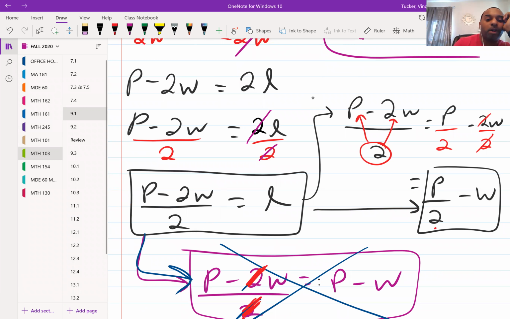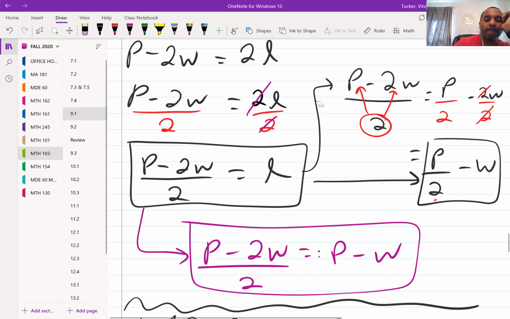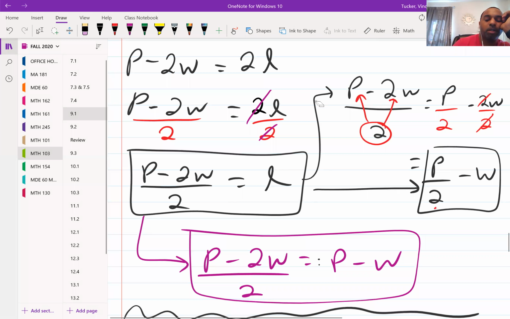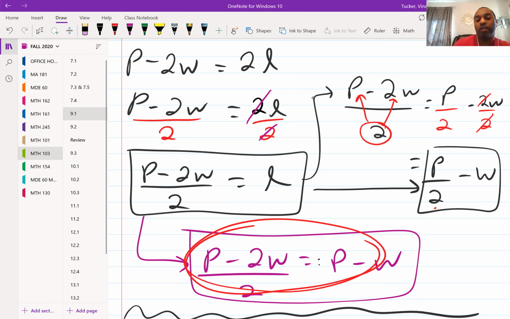But I know there are some people that are going to look at this 2 and try to cancel. You cannot do that. So I'll show you what you can do as far as trying to cancel, and then show you what you cannot do. Any questions on how we got here before we go anywhere else? All right, so bring your attention down here. We'll look at the incorrect way of reducing, and then we'll look at the correct way.